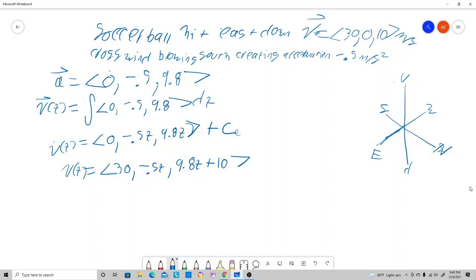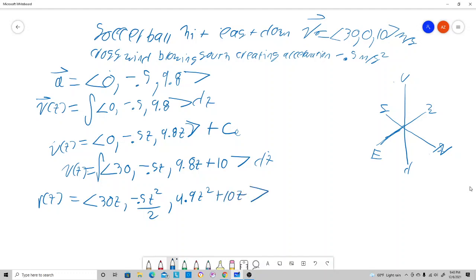So now again, we want to integrate it. All we have to do is take the integral of this dt to find our position. So again, 30t, negative 0.5 t squared over 2, and we're doing it one at a time, and then 9.8, so 4.9 t squared plus 10t.